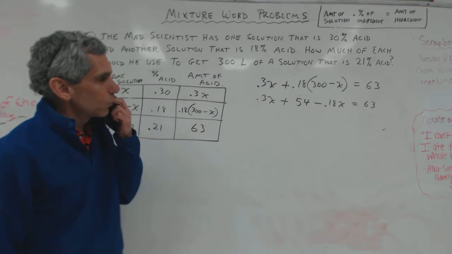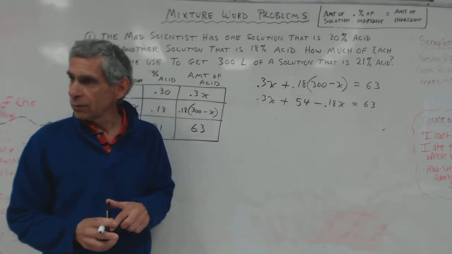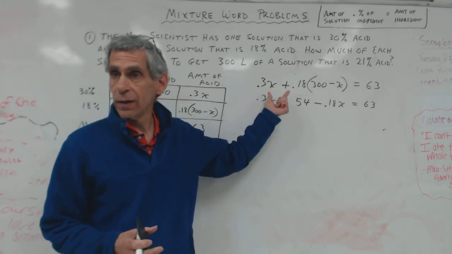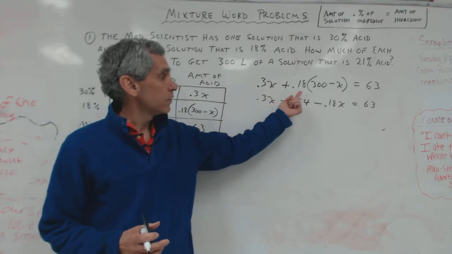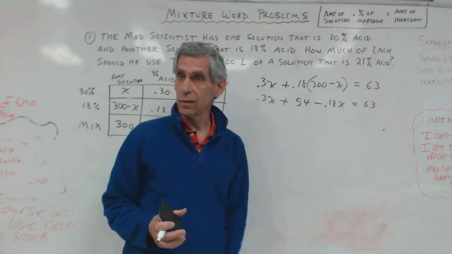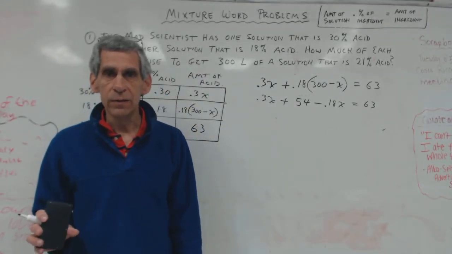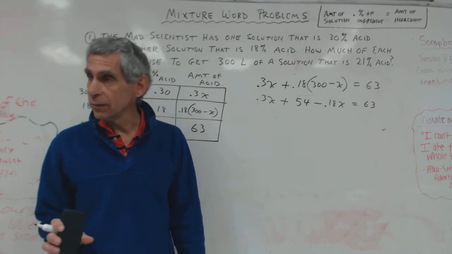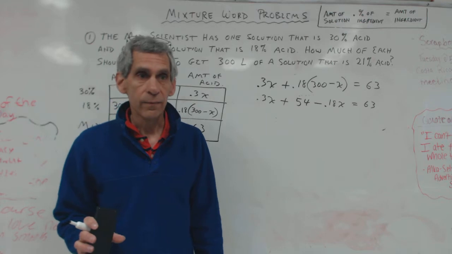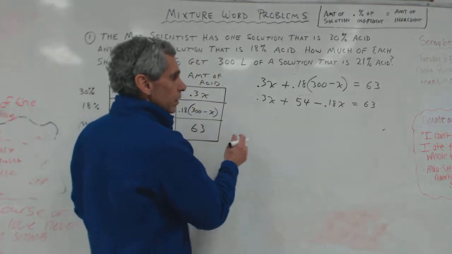Now, I could have done one thing. If you don't like working with decimals, do you guys remember this? I could have multiplied everything times 100, right? And then I would have had 30x, 18 times this, equals 6,300. Remember that? Do you want me to do that? Is that easier for you guys? Then you don't have to deal with decimals. It's up to you. Then you're dealing with super big numbers. Could we do that on the next one? We can do it on the next one. It's fine to use decimals as well.